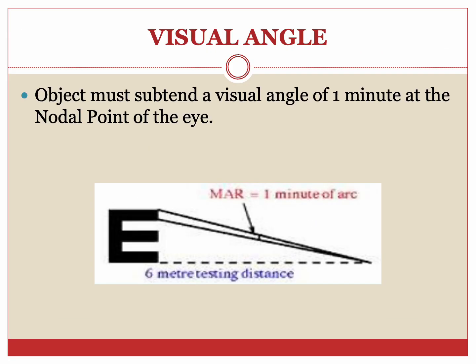So for an object to be seen clearly, it must subtend a visual angle of at least 1 minute at the nodal point of the eye, as mentioned here in the diagram.